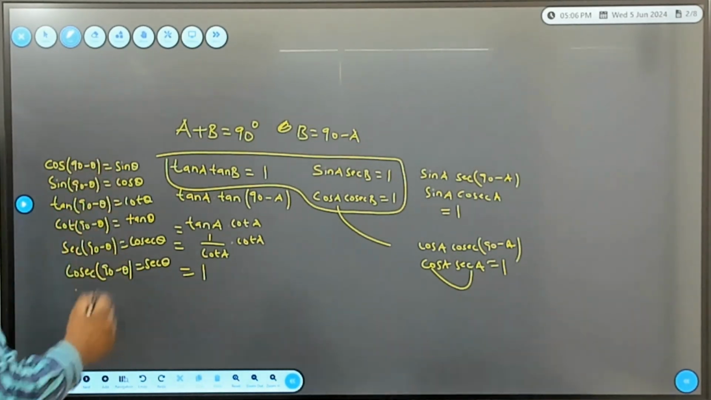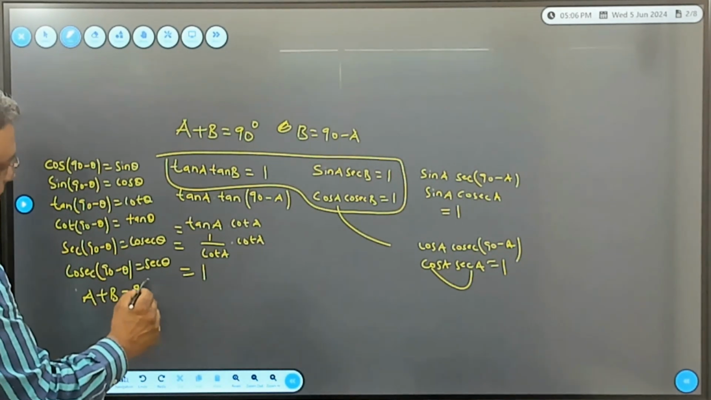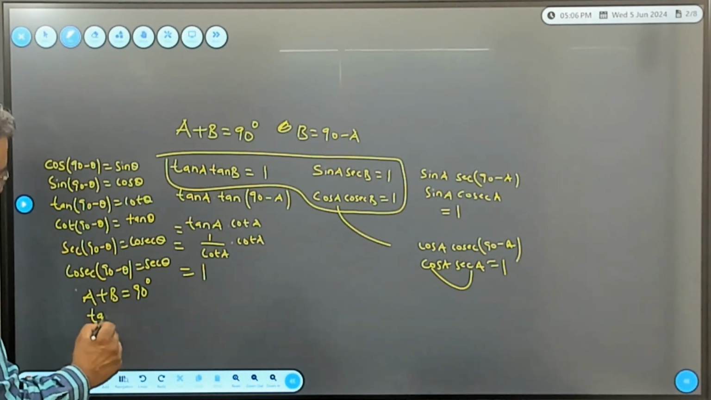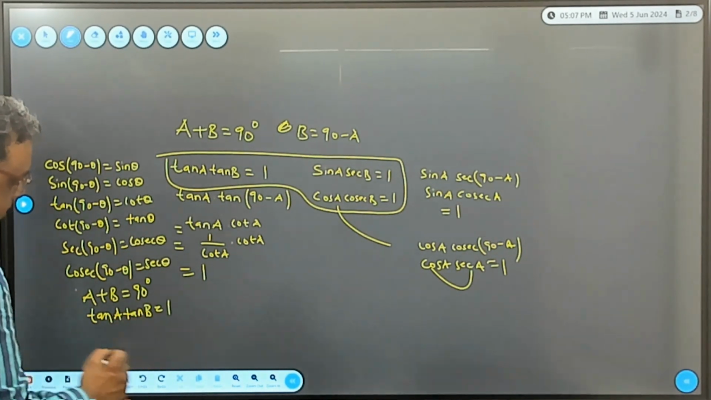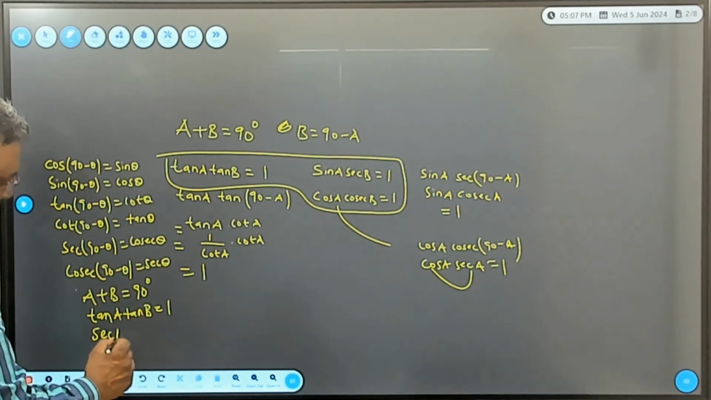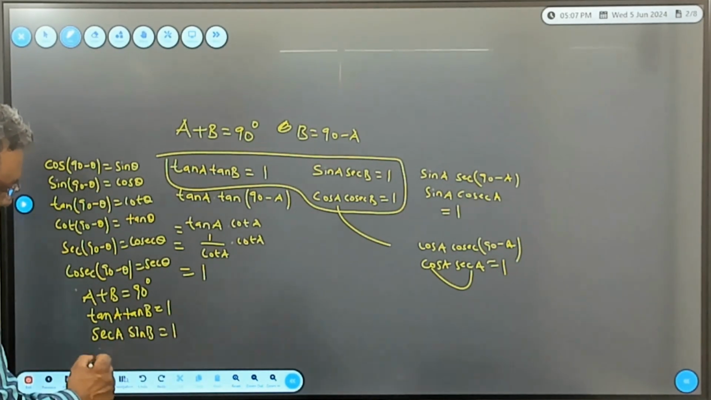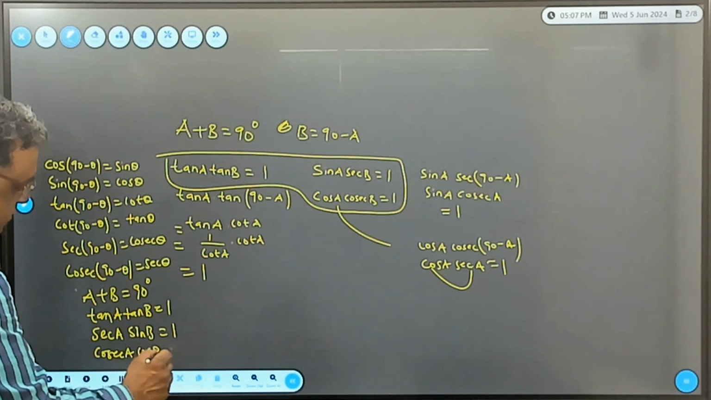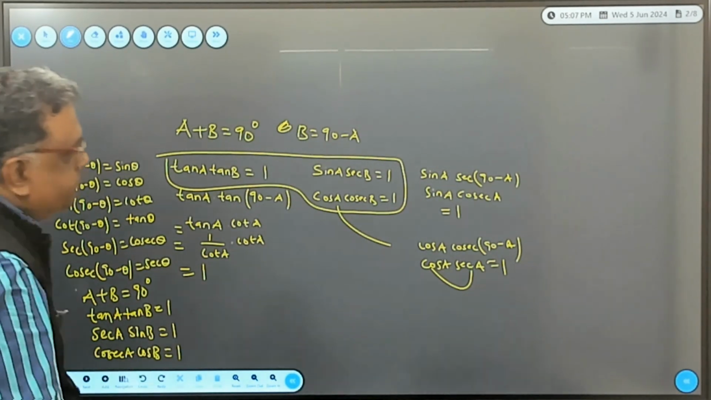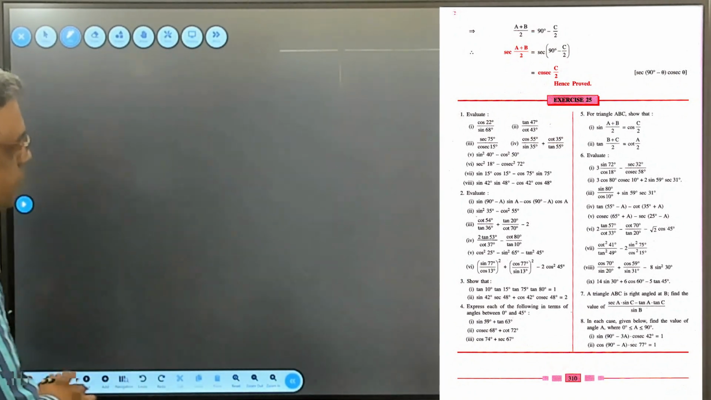And if A plus B are 90, complementary angles, then always tan A into tan B is 1, sec A into sin B is 1, cosec A into cos B is always 1. Okay? So this is what we learned. Now you have to start evaluating all this.